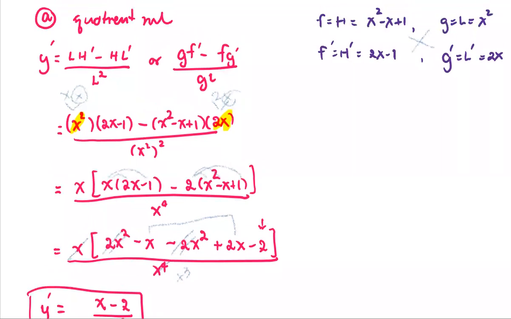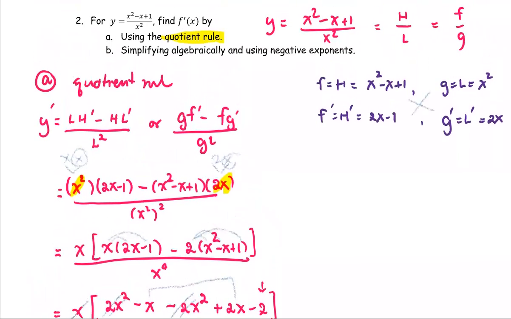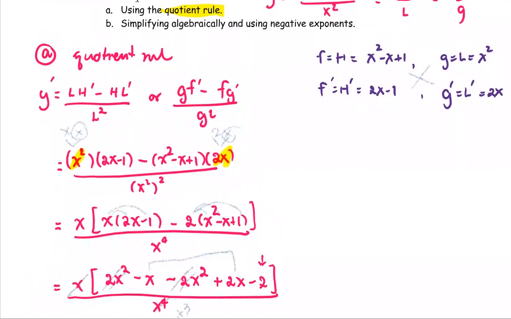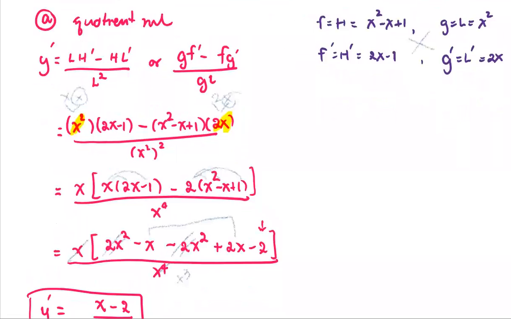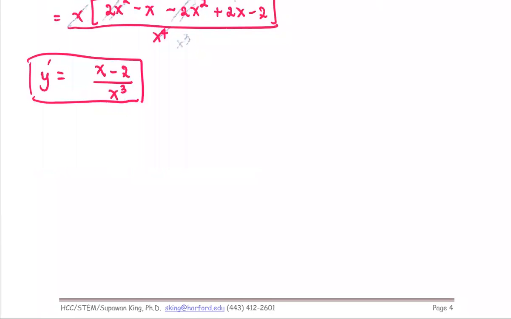This is part A. So the next part, we're going to simplify and then use the negative exponent before we find the derivative. To do that, I'm going to use a different color here. So for part B, we're going to simplify first and then use the negative exponent and then find the derivative.